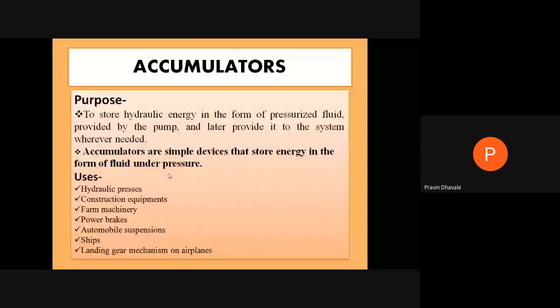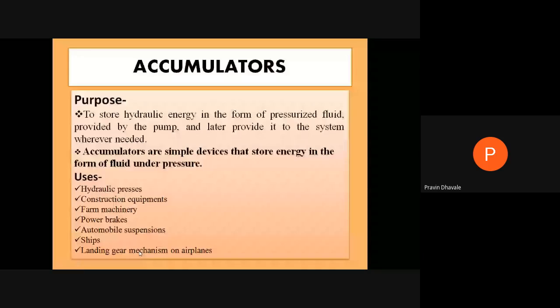Now, where are these accumulators used? There are certain applications where we can use the accumulator. The first application is the hydraulic press, where we require the accumulator. Second, certain kinds of construction equipment, farm machinery, power brakes, automobile suspension, ships, and in the case of aeroplanes, the landing gear mechanism, where we require the accumulator. These are the certain uses where we can use the accumulator.